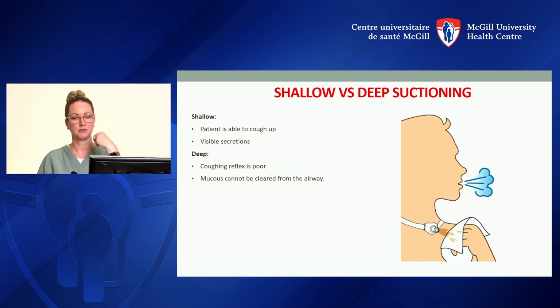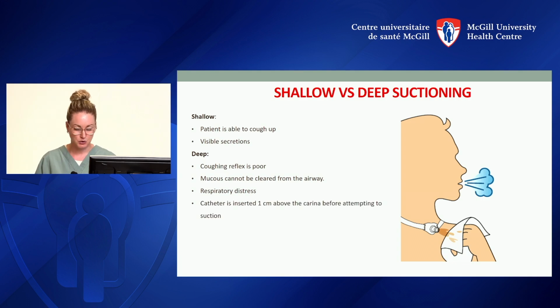The deep suctioning is what I meant by you're actually inserting the suction catheter into the tracheostomy tube. This is usually for patients who have a poor cough reflex. The mucus cannot be cleared from the airway by themselves. They're in respiratory distress. So what you would do with these types of patients is take your suction catheter, insert it into the trachea just about a centimeter above the carina, press your suction and pull out to clear out the airway.